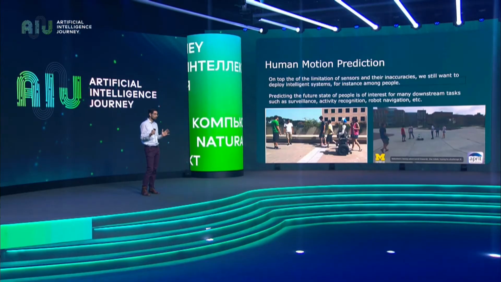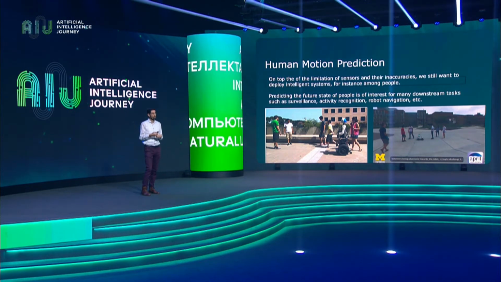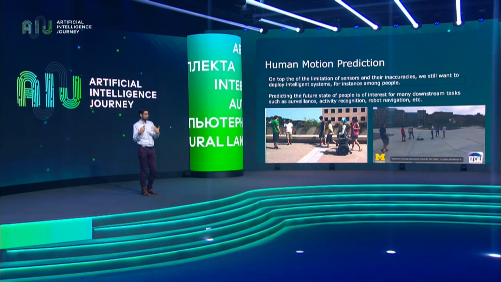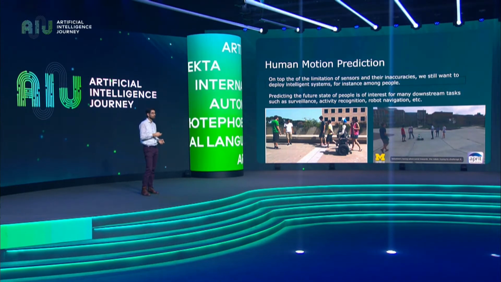So we are with this mobile robot in an urban environment with other pedestrians. We are detecting them with cameras, with depth images. It's not important for now. But the thing is that with human motion prediction, we can also use this for downstream tasks. It could be robot navigation, activity recognition, and many others.